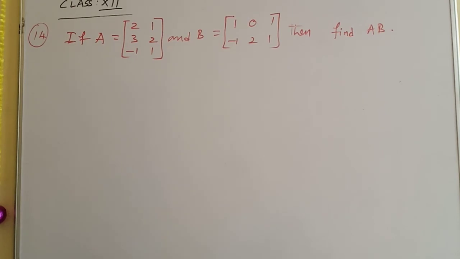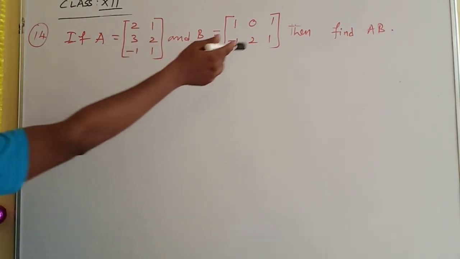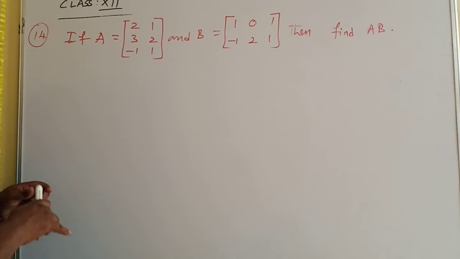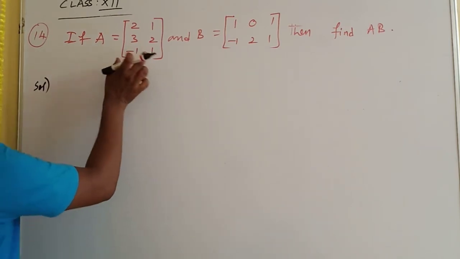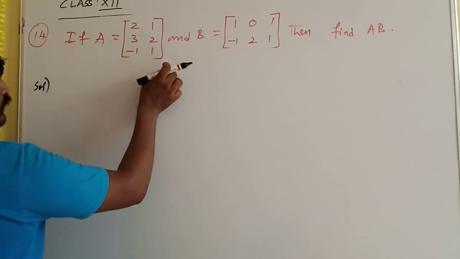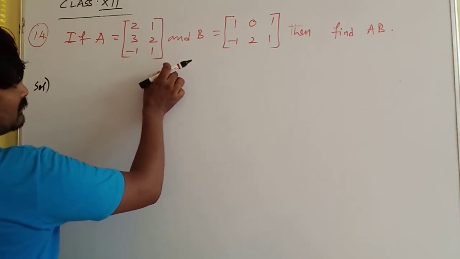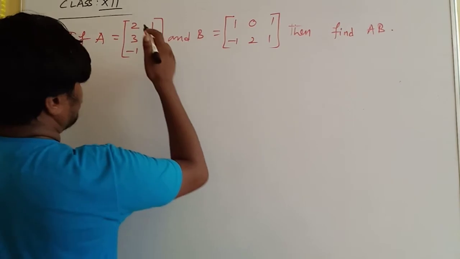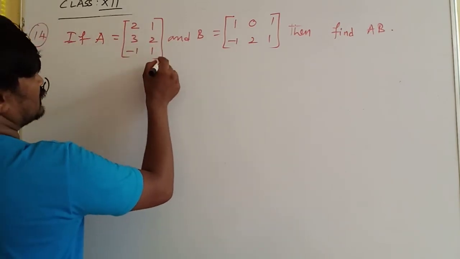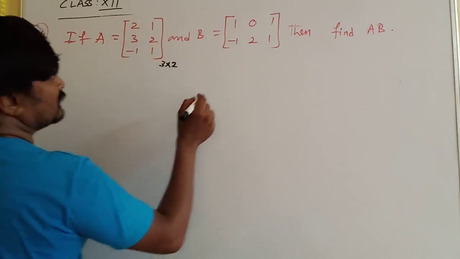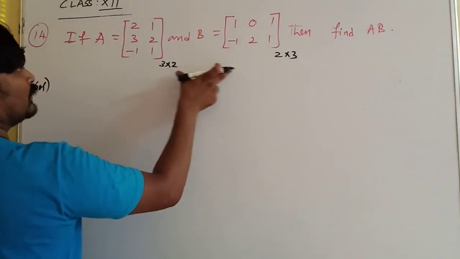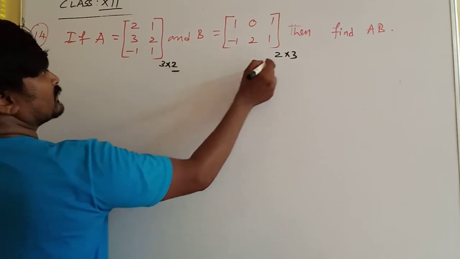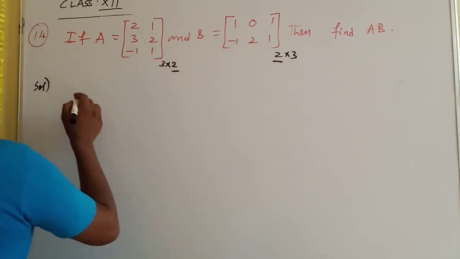Alright, next question. If A given and B given, then find AB. The first rule for multiplication is that the number of columns in the first matrix must equal the number of rows in the second matrix. Let me check now. Here A has 3 rows and 2 columns, and here B has 2 rows and 3 columns. So the 2 and 2 are the same, and that's the reason we can multiply.